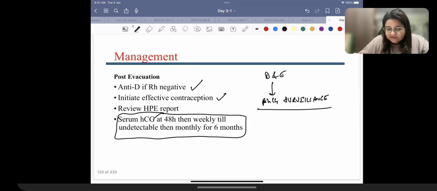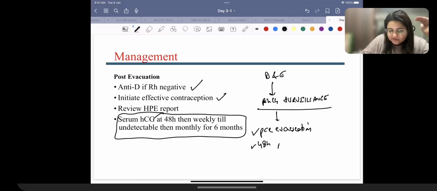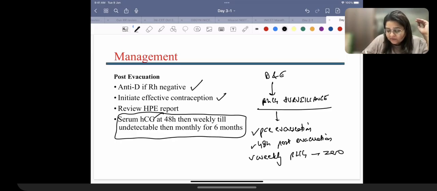So, how do we do the surveillance? We do weekly. We had a baseline beta HCG. ठीक है. So pre evacuation हमारे पास beta HCG value था. Then 48 hours after evacuation we take another beta HCG sample. Then we do weekly beta HCGs till the beta HCG becomes 0. And then we do monthly beta HCGs for 6 months. This is called beta HCG surveillance.